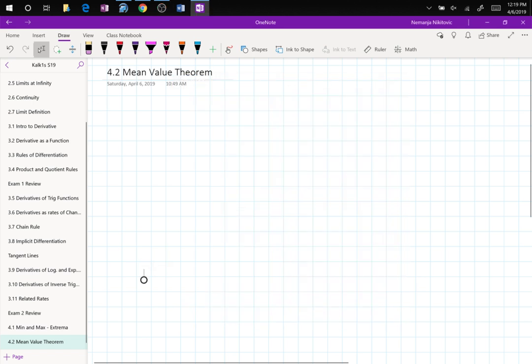Hello and welcome back to Calculus 1 section 4.2 on the mean value theorem. This is a very interesting calculation, and let's see what we can do with it.